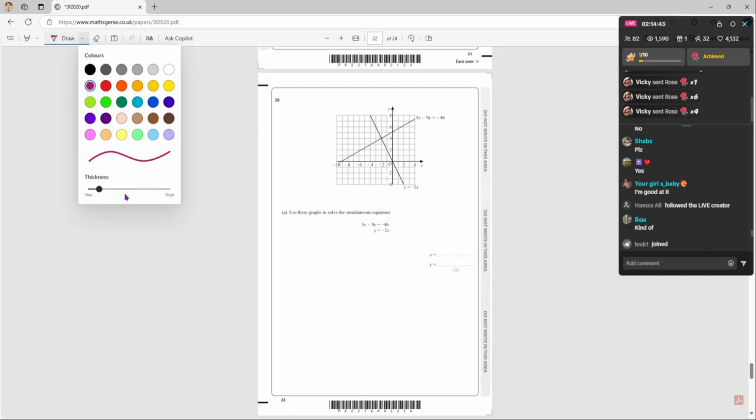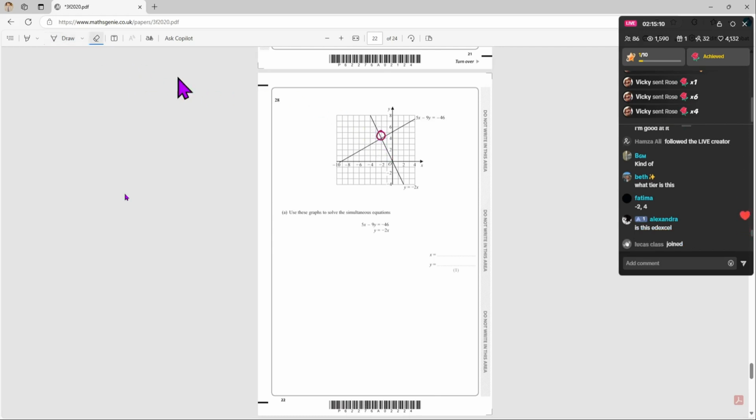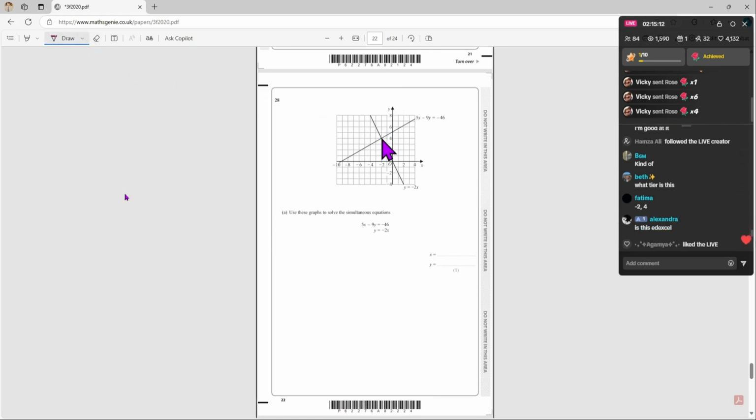So you have to use these graphs to solve the simultaneous equations. Whenever we're solving simultaneous equations graphically, that means that we have to find the point of intersection, the point where they touch each other, the point where they overlap each other. The point where they overlap each other is this specific point over here. We got our point.